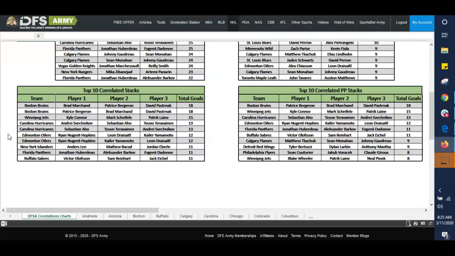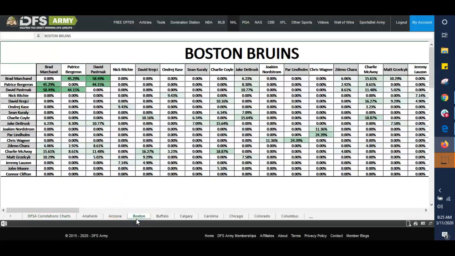And it may take the rest of the DFS world a day or 2 or 3 to pick up on that, and you can get the jump on it early with a tool like this. If we dive into the Boston stacks, you can get into the Marchand, Bergeron, and Pastrnak stacks.